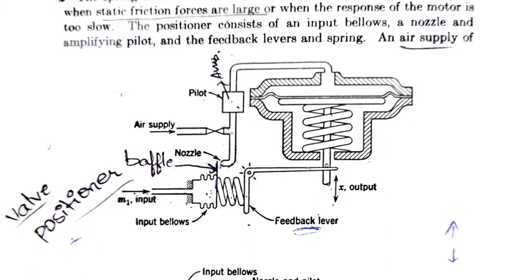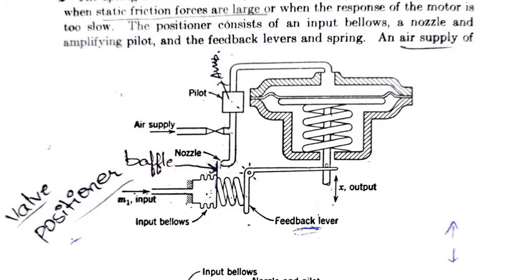Another air supply is there. So that air supply is not having a way to move like this. So that entire air supply will go to the diaphragm through the amplifier unit. Here the pilot will amplify the air signal that will be supplied to the diaphragm.